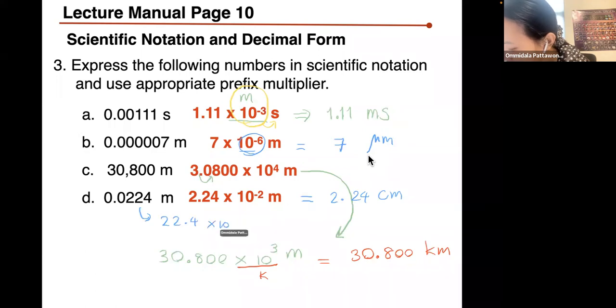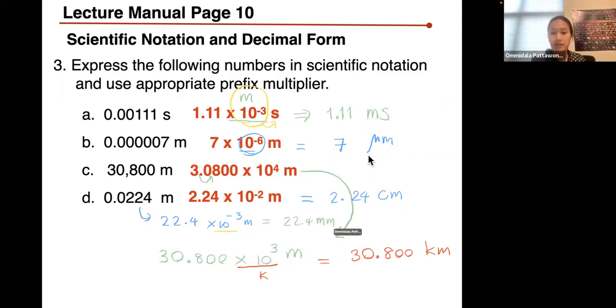Because we know that we have a prefix for 10 to the negative 3. The answer is yeah, you can do that, right? So in this case, the answer would be 22.4, and 10 to the negative 3 is milli, so it would be millimeter, right? So it can be that. That means I accept both. I accept this as correct, and this is also correct, because these two describe the same value, just in a different unit.